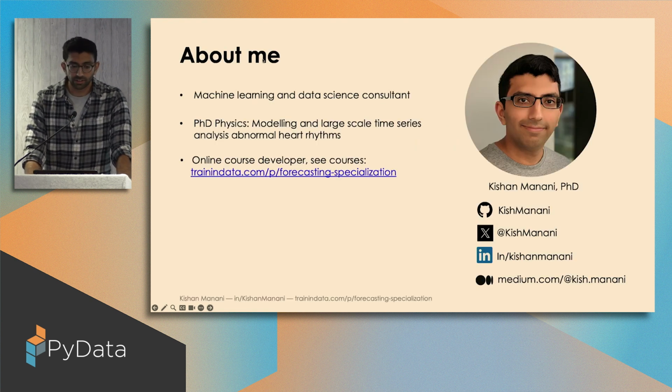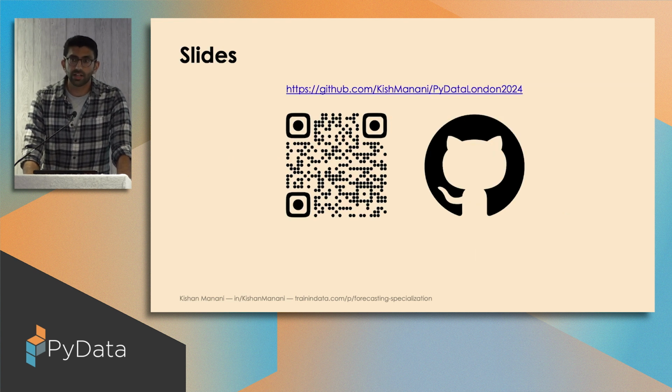So my name is Kishan. I've recently started working as a machine learning and data science consultant. I spent the last 10 years working in retail, e-commerce, and finance, working on a range of problems from machine translation, pricing optimization, and last but not least, time series forecasting. Before that, I did a PhD in physics. I've also created a couple of online courses on time series forecasting in collaboration with Soledad Ghali. You can find that in the link there. And my slides are on GitHub, and they're also on the PyData schedule as well.